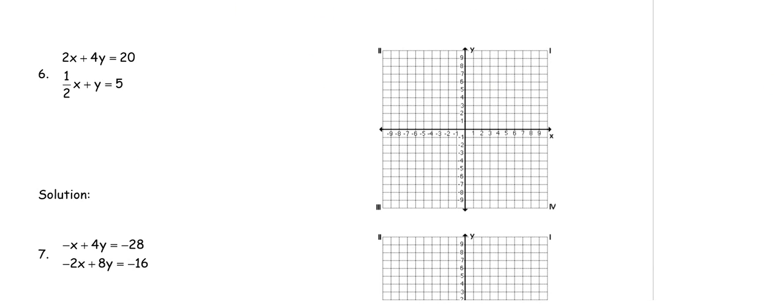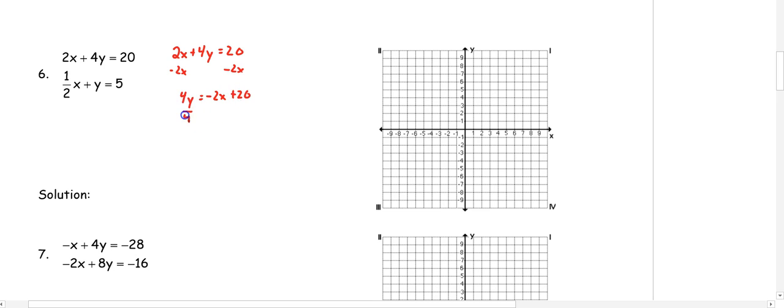So number 6, we have 2x plus 4y equals 20, and 1/2 x plus y equals 5. So in my first equation, I need to solve for y first. So I'm going to subtract 2x from both sides. 4y equals -2x plus 20, and then divide everything by 4, and I get y equals -1/2 x plus 5. So in this case, my slope would be -1/2, and my b value would be 0, 5.